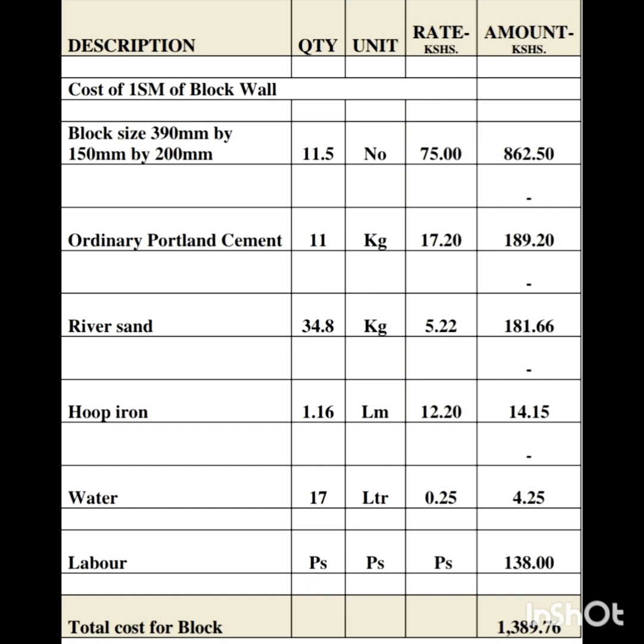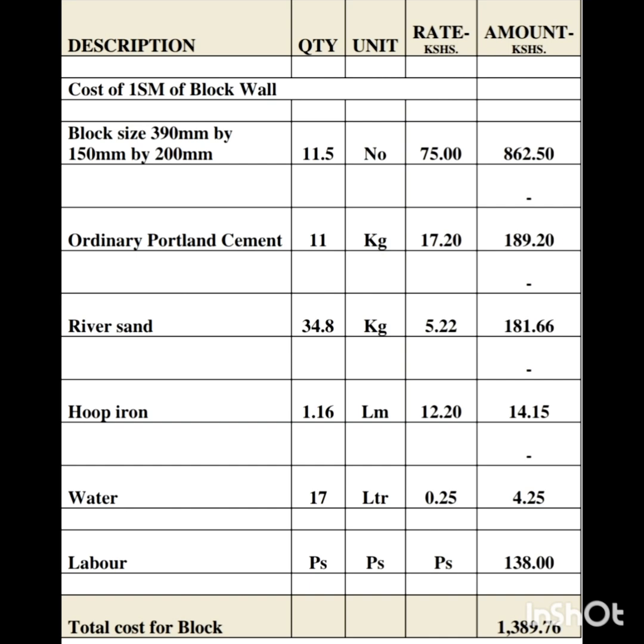Then labor, assuming again a good mason with one unskilled worker, will build 150 blocks per day. So we are getting 138 shillings per square meter. This brings us to the total cost of building 1 square meter of a wall at 1,389 shillings and 76 cents.